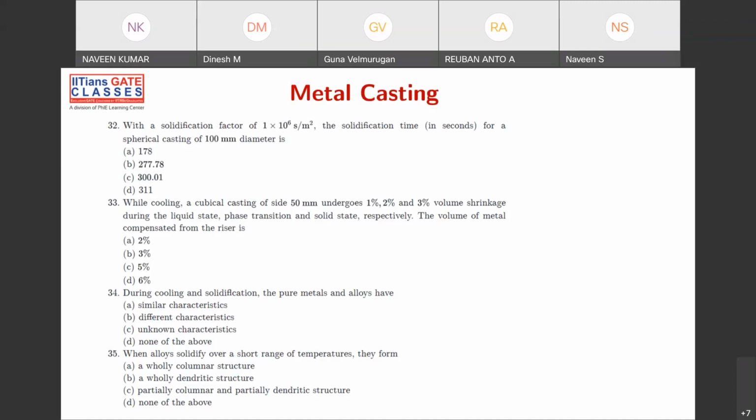What about 32nd one? What was the formula? He's asking the solidification factors. K is given. This is K. And solidification time for spherical casting. He's asking solidification time Ts. Solidification time T is equal to K into volume by surface area whole square. Substitute the values. What is Ts? Ts is equal to, right?